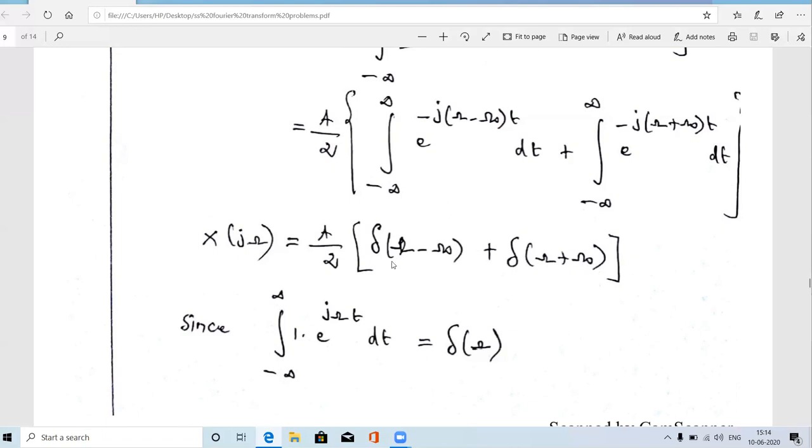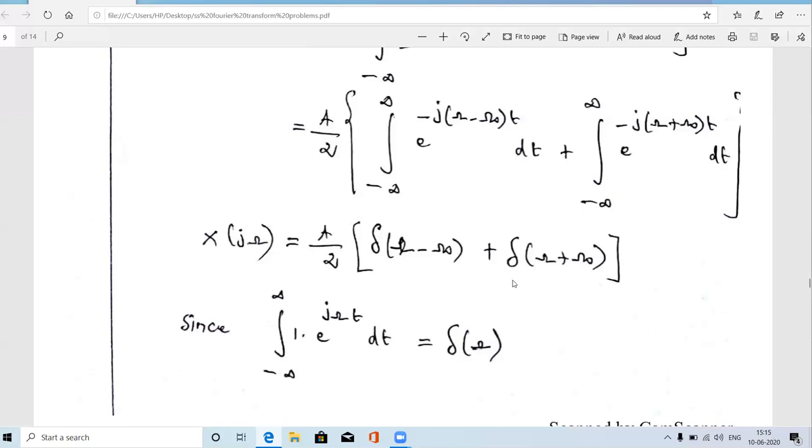So what is del of omega minus omega naught? This is the impulse spectrum shifted to the right side by the amount omega naught. Del of omega plus omega naught means the impulse spectrum shifted to the left side by omega naught. Okay, this is the Fourier transform of a cos omega naught t. If a equal to 1, we will get 1 by 2 into this answer.